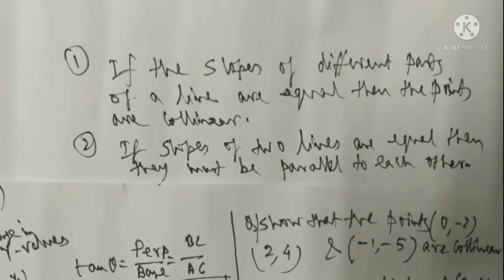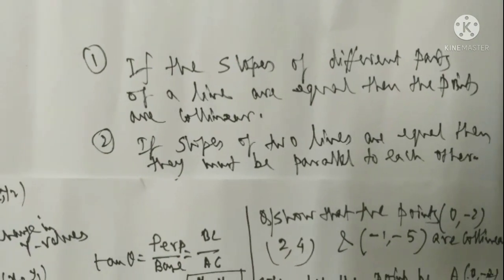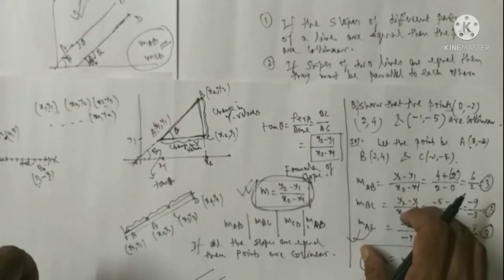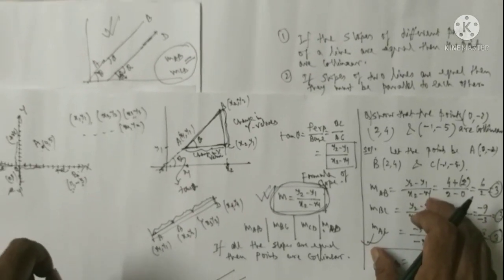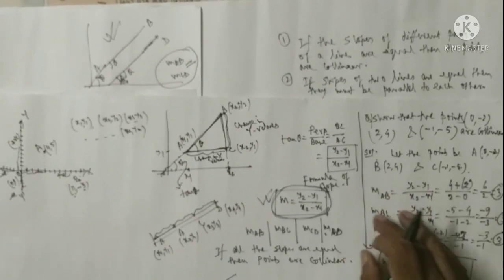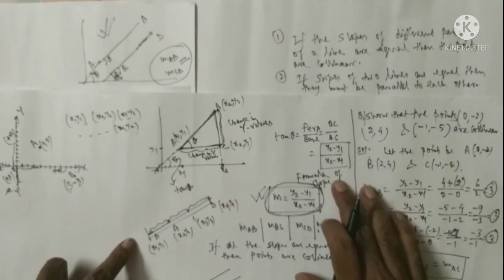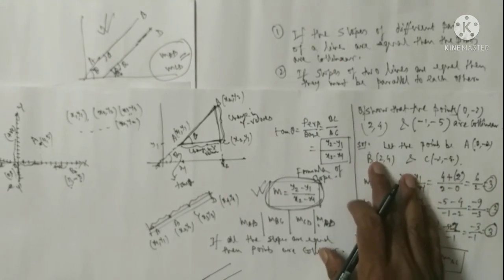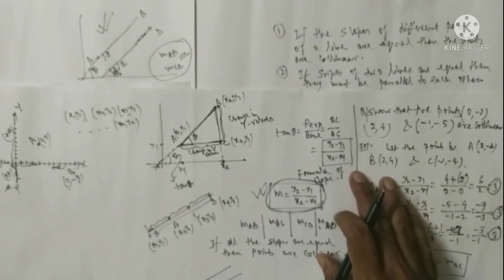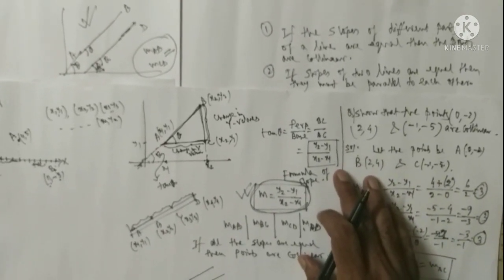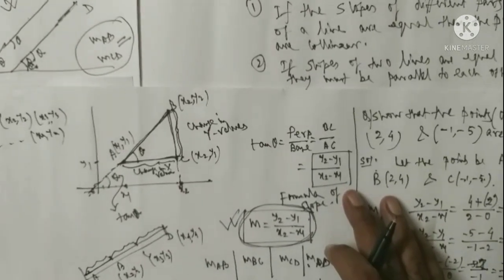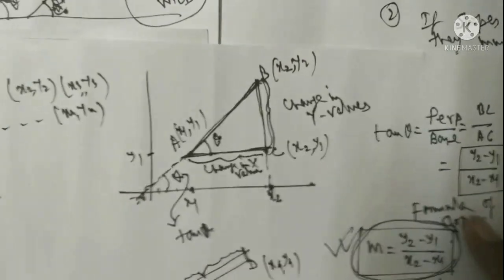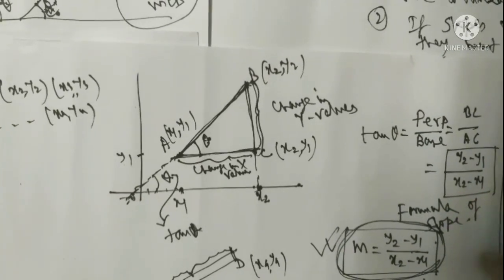Now we establish the concept of slope to prove collinearity of the points and parallelism of the two lines. Now the concept is clear to everybody, and in the next video we will go for perpendicular lines, the slopes of the perpendicular lines and other things. Now we will discuss it in Bengali.